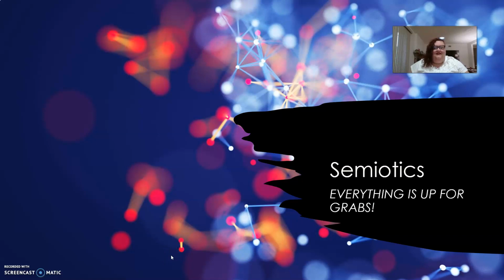Great, hello. In this video, we're going to learn about semiotics, which is a type of analysis. And the really cool thing about semiotics is everything is up for grabs, which basically means you can analyze absolutely anything. It can be big, it can be small, it can be part of a major system, it can be stuck by itself. It is open and available to be analyzed.